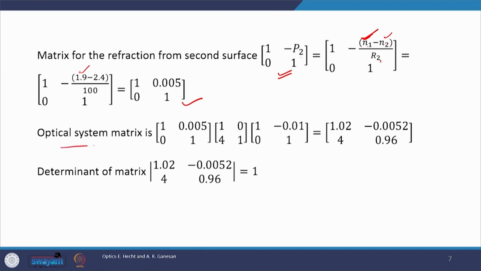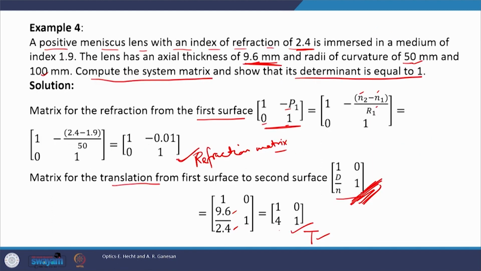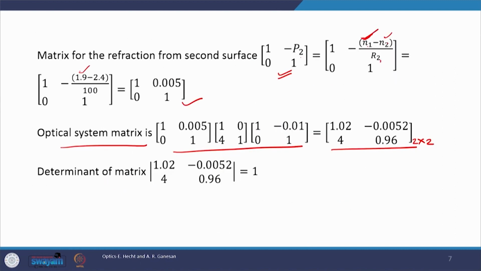Now, to get the system matrix, we will have to multiply all these matrices. The multiplication is performed here, and this is the final expression, the system matrix. This is what is being asked: compute the system matrix so that its determinant is equal to 1. If the system matrix is correctly calculated, then its determinant must be equal to 1, as we learned before. Here the determinant is calculated, and we found that it is equal to 1. This is all for this problem.